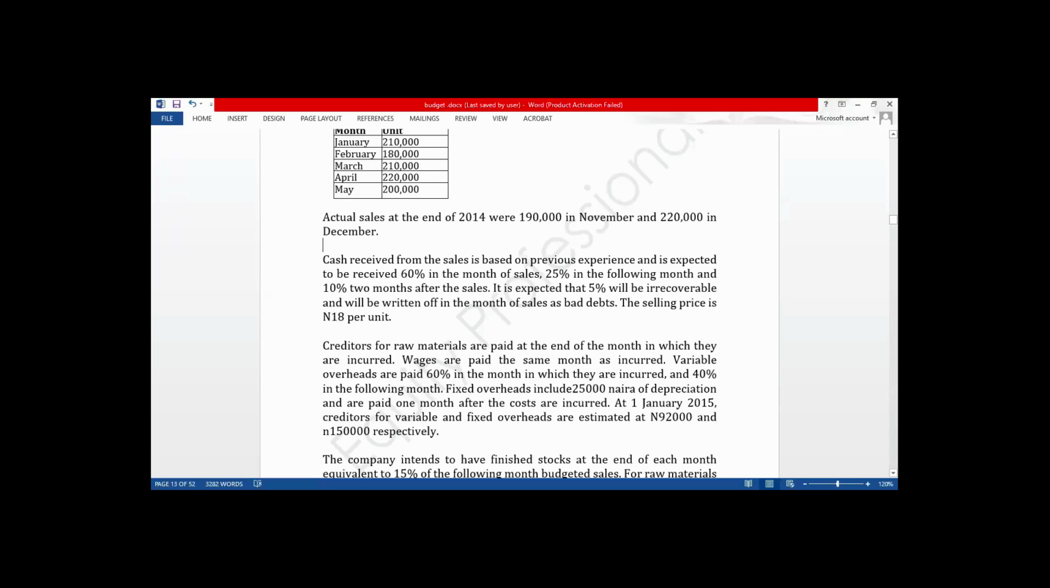Creditors for raw material are paid at the end of the month in which they are incurred. That means raw materials are paid for the same month raw material cost is incurred. Wages are paid the same month as incurred. Variable production overhead are paid 50%.